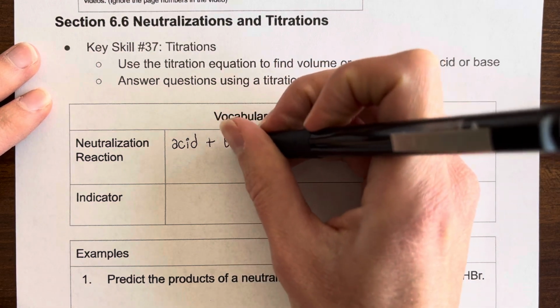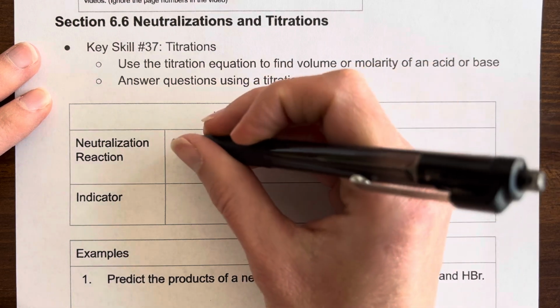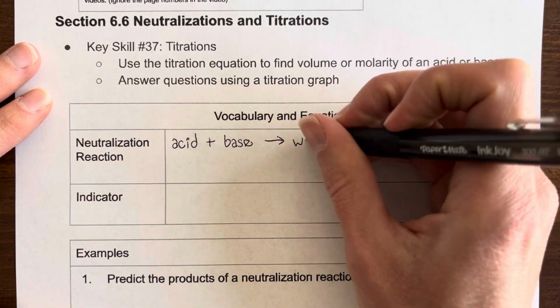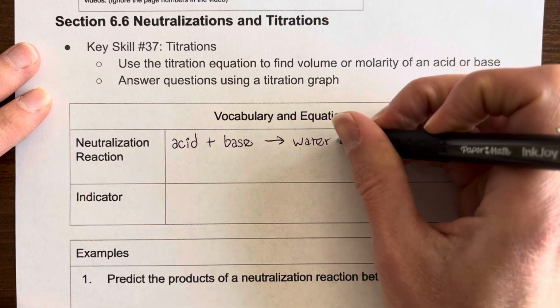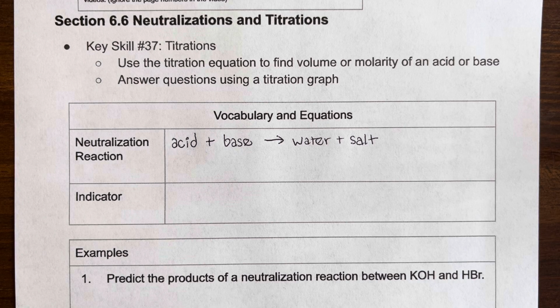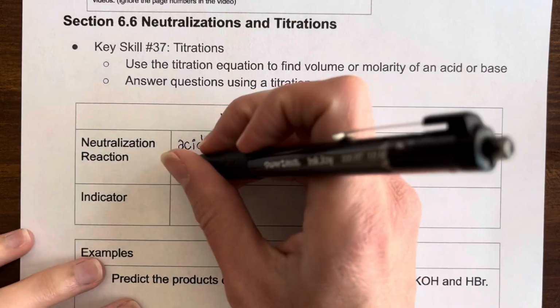So we're just going to write out what the reaction looks like. It's reacting an acid and a base produces water and a salt. When I say salt, you're probably thinking of sodium chloride, which is table salt, but actually any ionic compound is technically a salt.